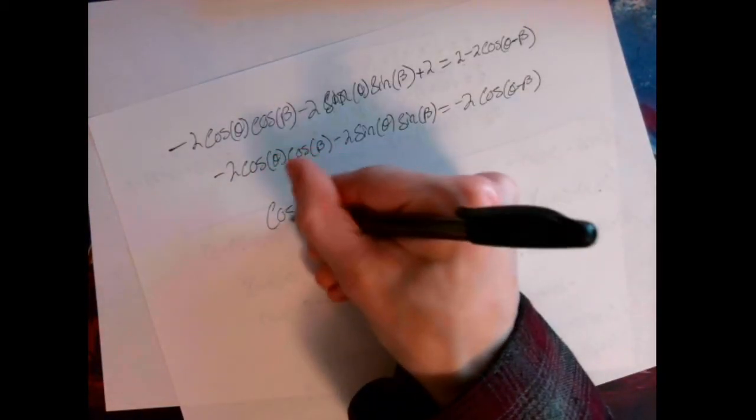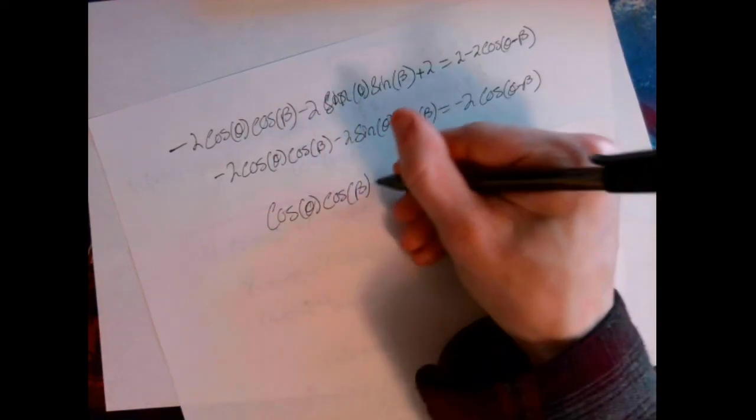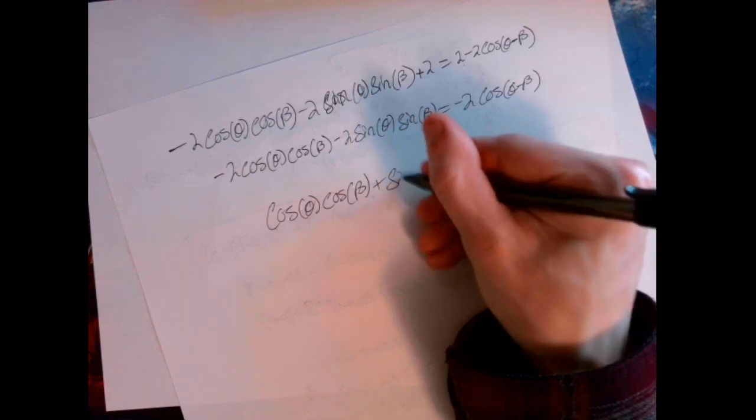And then we divide both sides by negative 2, and it gives us our identity, which is cosine of theta cosine of beta plus sine of theta sine of beta equals cosine of theta minus beta. That's it.